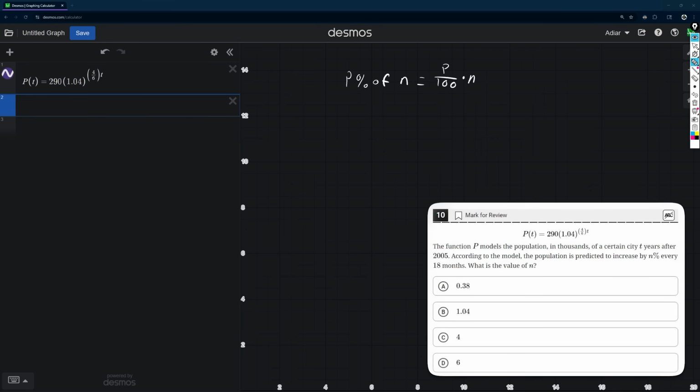Now, a little bit trickier, just a teensy bit, and not really, but very important difference is percent increase or percent decrease.